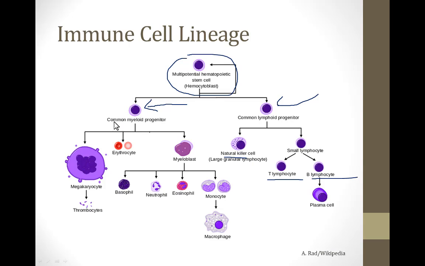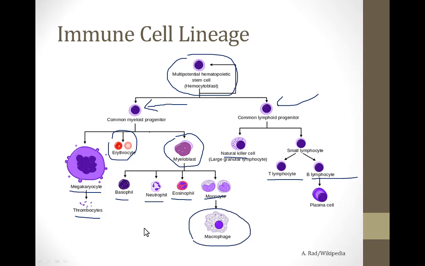The myeloid progenitor goes on to develop megakaryocytes, which become the platelets or red blood cells, and they can also form myeloblasts, and myeloblasts can differentiate into basophils, neutrophils, eosinophils, or the monocytes, which then go to the tissue and form the macrophages. And that concludes our module on the innate immune system.